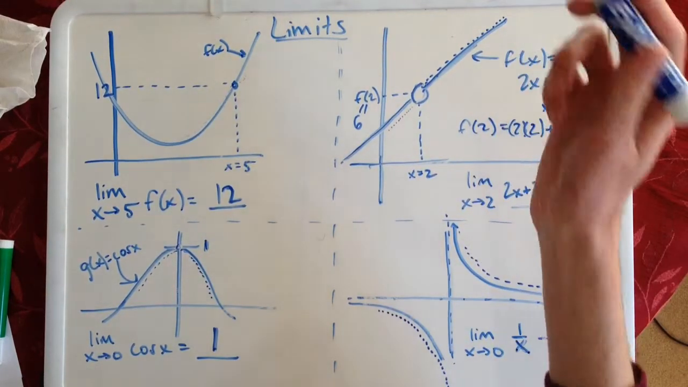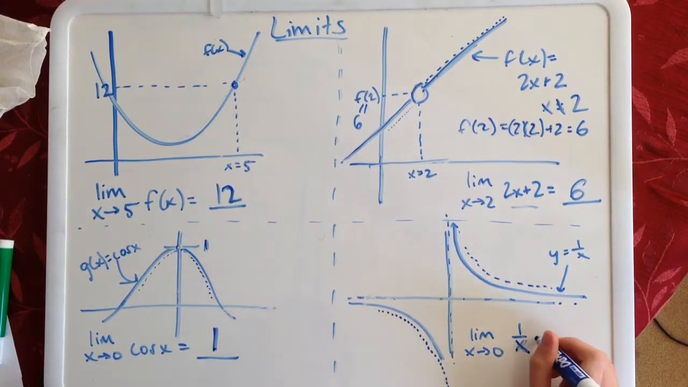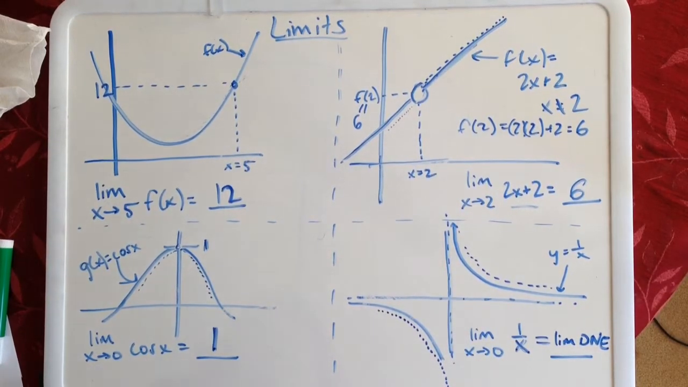So there is no value that this limit approaches. It approaches positive infinity from this direction, negative infinity from that direction. It means there's no one limit to this. So for this, the limit as x approaches 0 of 1 over x, we say the limit does not exist. And DNE is just an abbreviation for does not exist. You could write out does not exist, or just DNE. We're probably not going to need this until later.